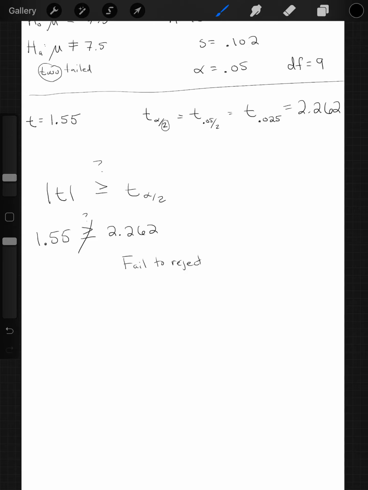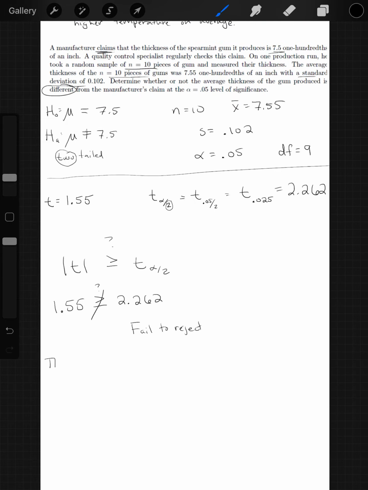And we mentioned last time that failing to reject means that there is not enough evidence to suggest that the thickness of the gum does not satisfy the manufacturer's claim.